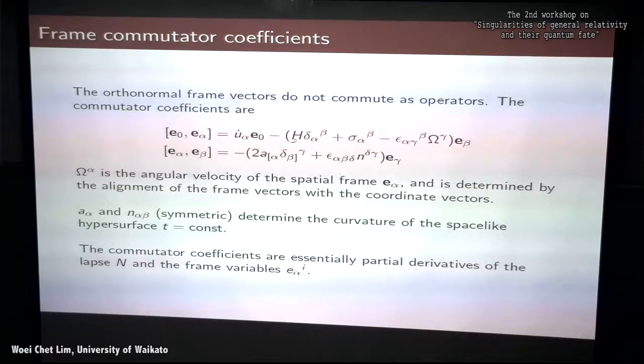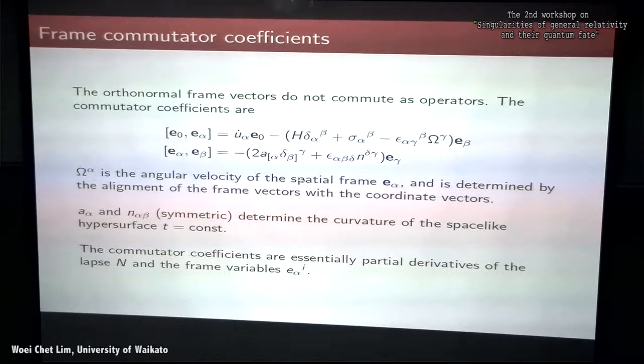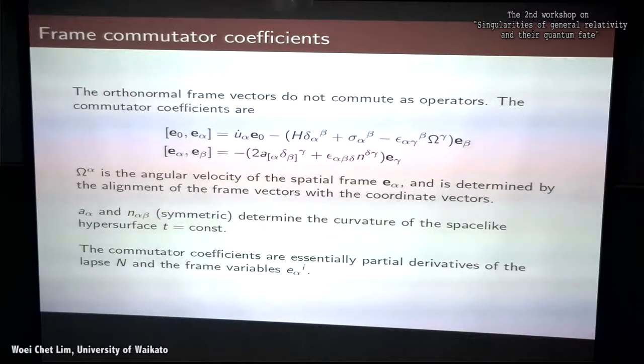And the coefficients are as follows. Again, the E_0 with E_alpha commutator, the coefficients, you get the u dot and H and sigma, and an extra capital Omega, which is the frame rotation rate. And the spatial commutator gives you A_alpha and N_alpha beta. And this A and N_alpha beta determine the curvature of the spacelike slice, t equal constant slices. So basically they are building blocks of the spatial curvature.